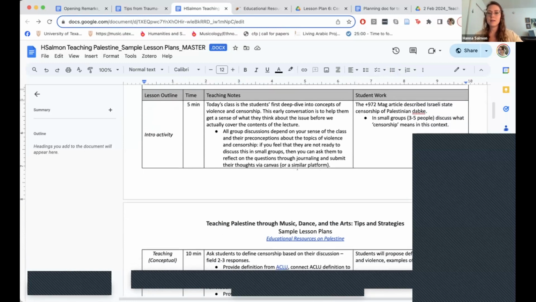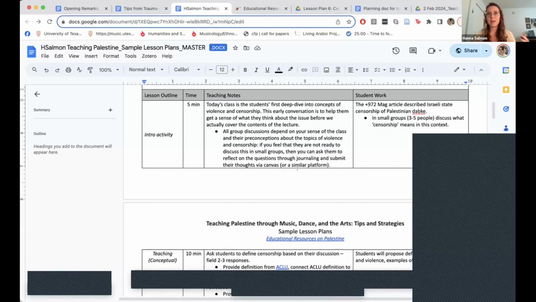And then when they come in, they break into small groups and talk about what censorship means within that 972 Mag article. But a lot of this lecture is designed around small group discussion. So it really depends on your sense of the class, how well they've prepared for discussions about these kinds of things, where, as somebody in the Q&A mentioned, terminology itself can be quite contested. So if you feel that the small group discussion is not feasible at this point in your class, then you can ask them to journal and submit their thoughts via Canvas.